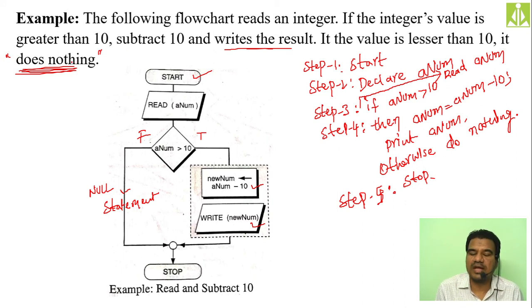When the value of num is less than 10, simply do nothing. So that's the reason we kept a null statement over here. Null statement in the sense we don't put any symbol, it is just a flow line. And after doing nothing also, your control reaches that same point, and they both together go towards stop.